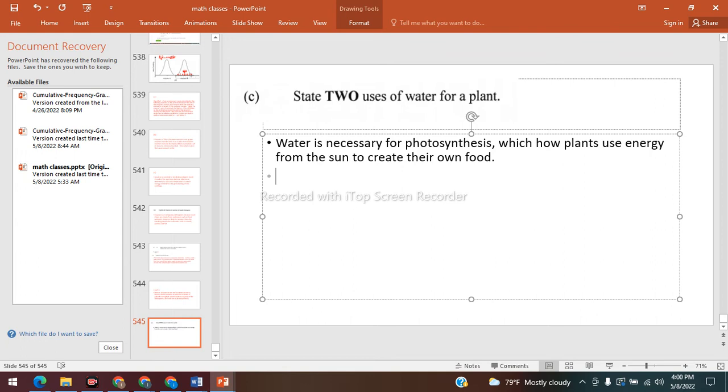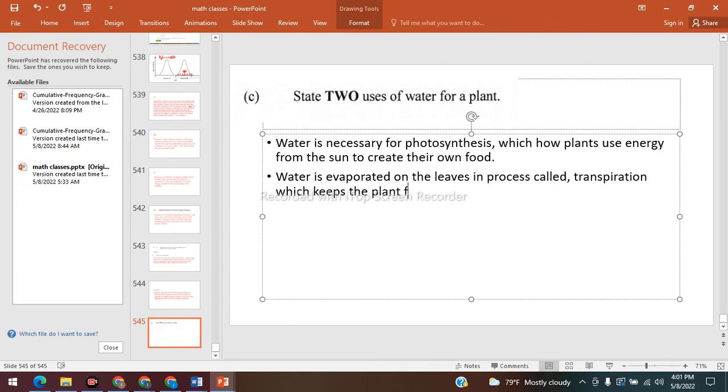Another thing that plants use water for is to prevent them from overheating. I say that because water is evaporated on the leaves in a process called transpiration, which keeps the plant from overheating.